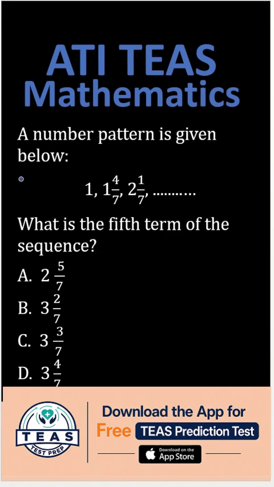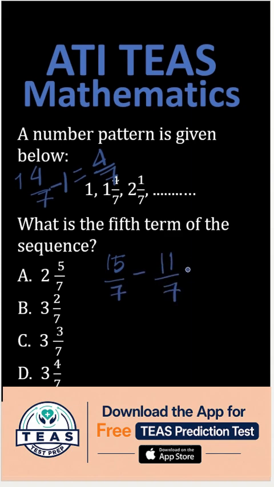So for that, we subtract the first term from the second term, which is 1 and 4/7 minus 1, 4 over 7. Again, if we subtract the second term from the third term, so 7 2s are 14, 14 plus 1 gives us 15 over 7, minus 7 1s are 7 plus 4 gives us 11 over 7. That gives us 4 over 7. So 4 over 7 is the common difference.